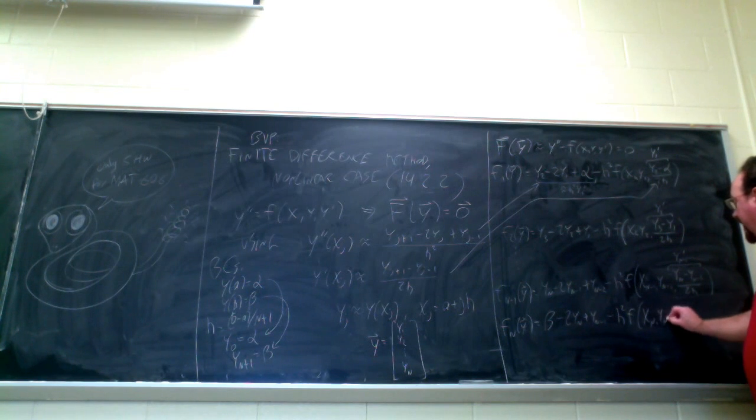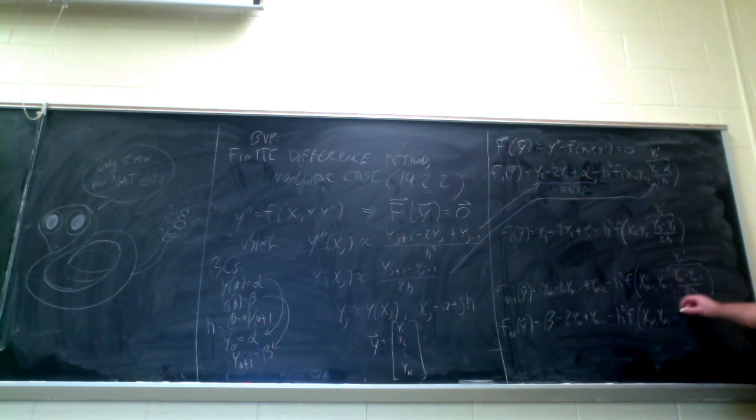Xn, yn, and then for our derivative, first derivative, we have beta minus yn minus 1 all over 2h. So this describes the function we want to find a root of. We have n equations in the n unknowns, y1, y2 up to yn. And once we solve that, we'll have solved our boundary value problem. So any questions about the definition of f?